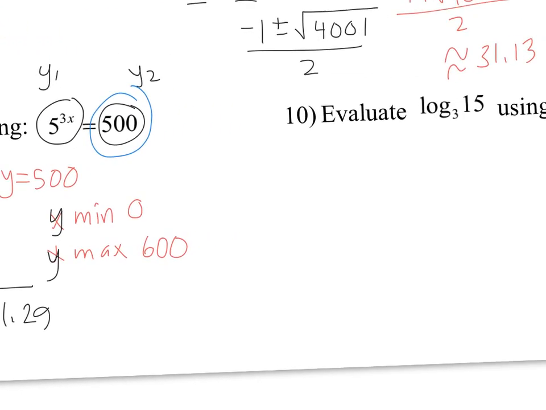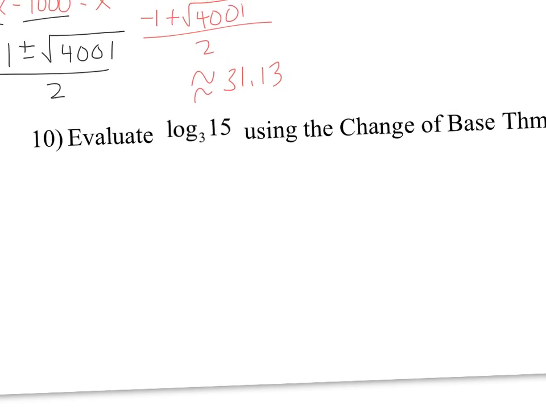And then number 10, evaluate using the change of base theorem. So the change of base theorem is if you don't have a base 10, you can put this in your calculator by doing log 15 divided by log 3. So I remember that because the base is always going to be on the bottom. So if you just put in your calculator log 15 divided by log 3, you're going to get a decimal. By the way, this is not the same thing as log 5. That's a common mistake of people just crossing these out and putting 5. It's not. You have two logarithms right here.